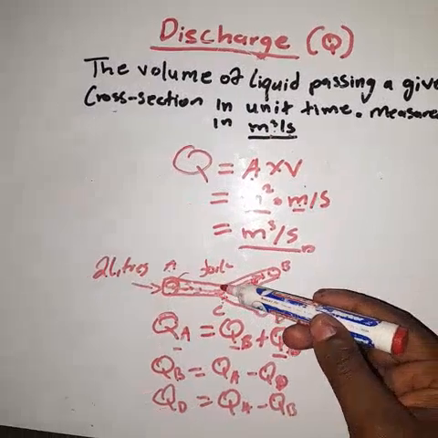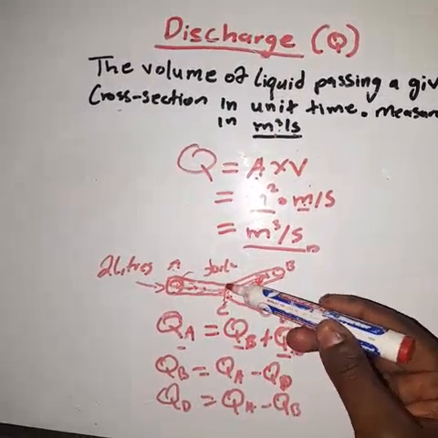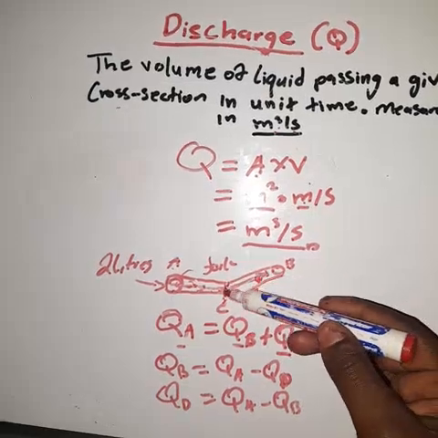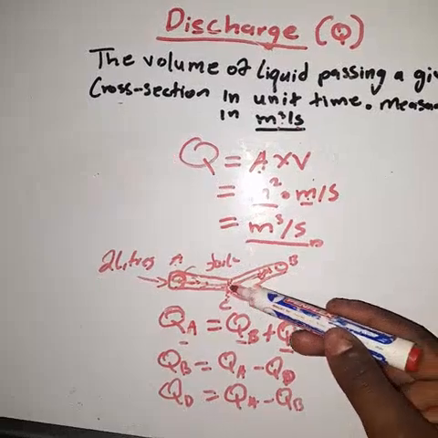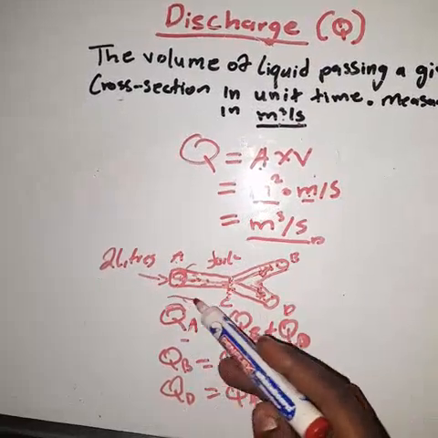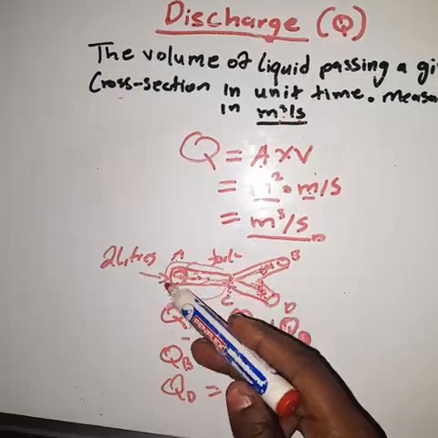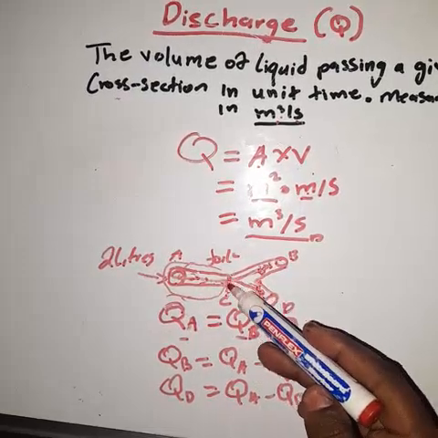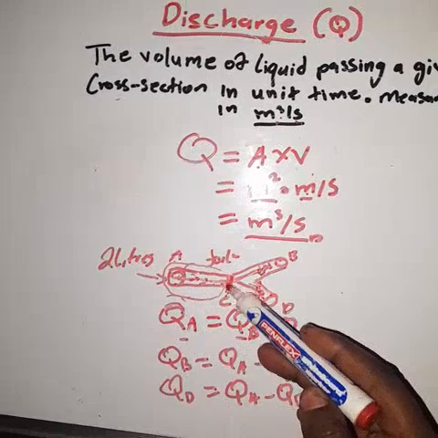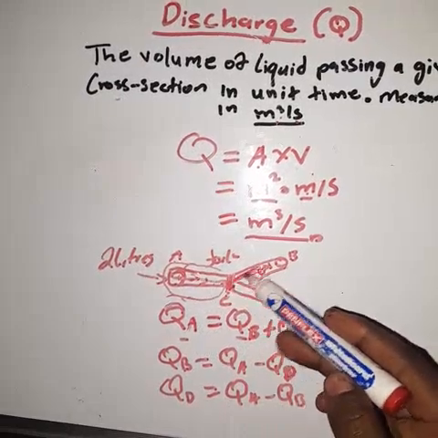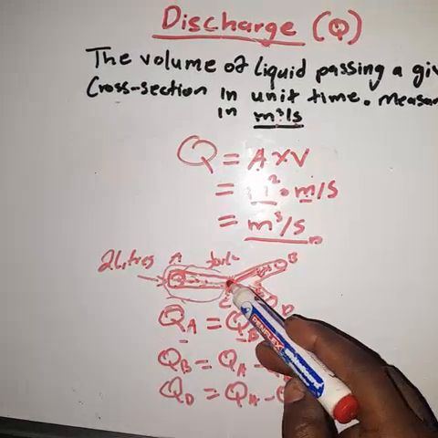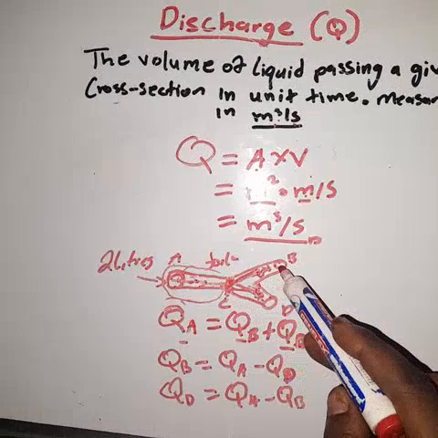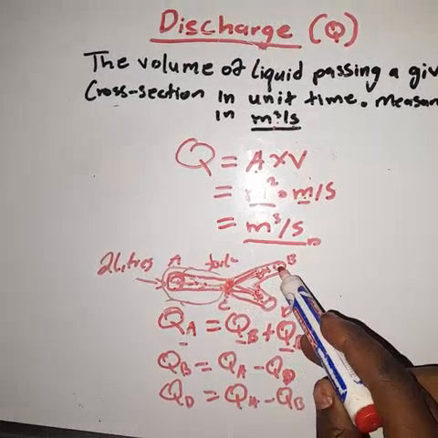Also, you must know that at C, it will be the sum of the two, because this pipe carries the same water that is moving here. It just splits here, just before the fork. That means the quantity of water at C must also be equal to the sum of B and D.